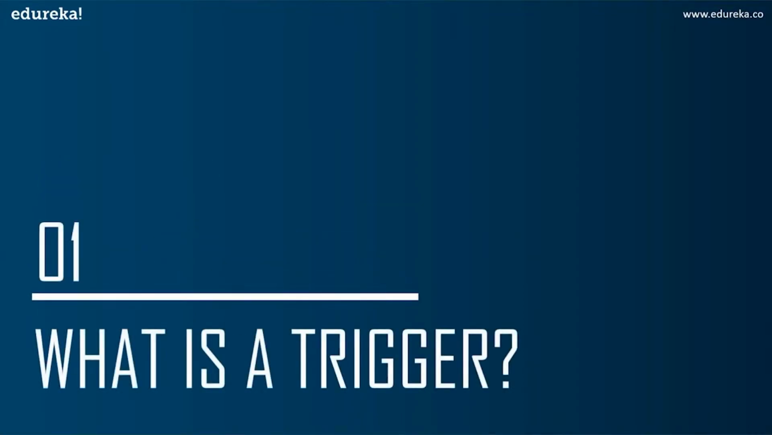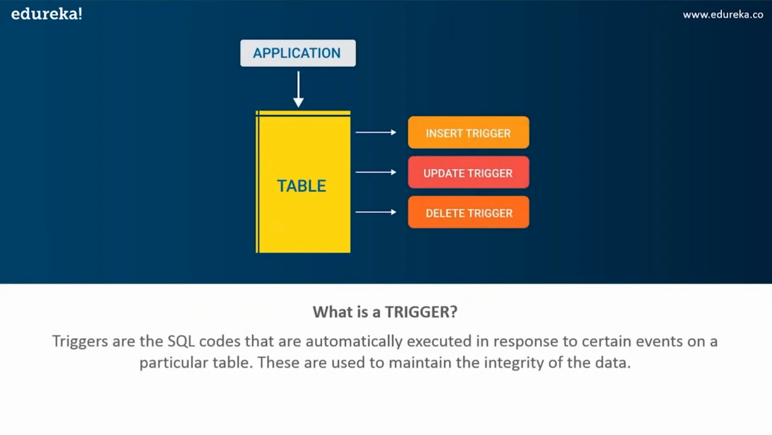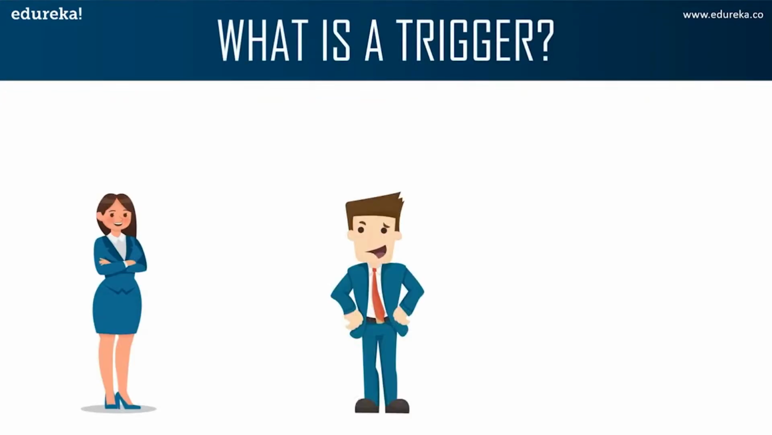The first topic in today's discussion is what are triggers? Triggers are the SQL code that are automatically executed in response to certain events on a particular table. These are used to maintain the integrity of the data in a given table. A trigger in SQL works similar to a real-world trigger. I know this is a formal definition, but let's try to understand it in a better way.